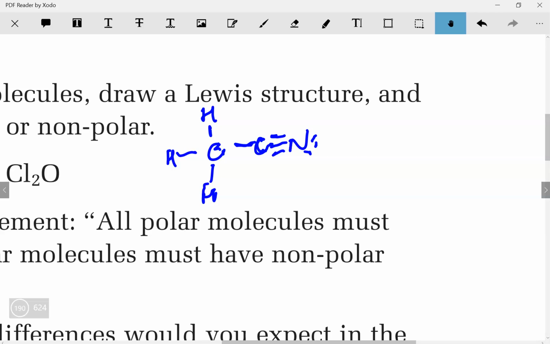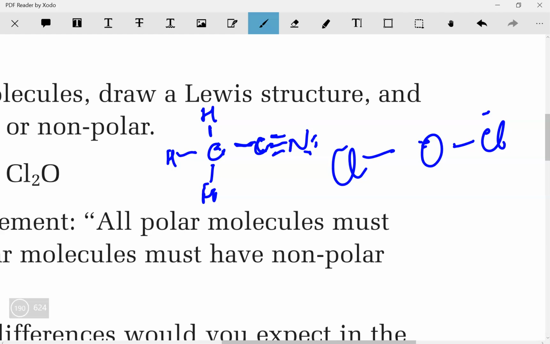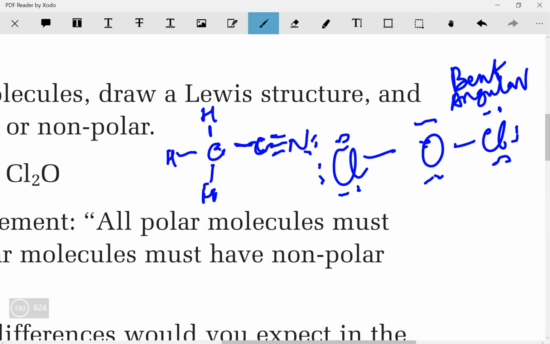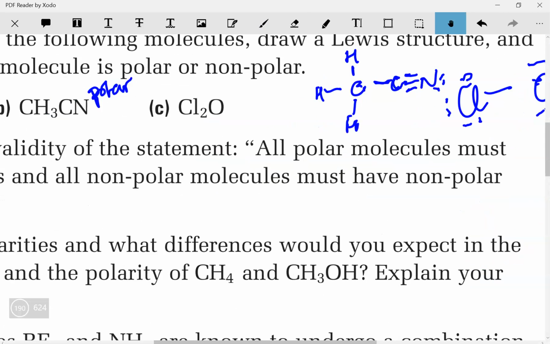Cl2O is 14 plus 6, 20 electrons. Counting them out, 20, this looks like it works. This is a bent structure, AX2E2, or angular, and so it will be polar because of its shape. The lone pairs are around the chlorine, but this is bent, so it will be polar, even though the substituents are the same.